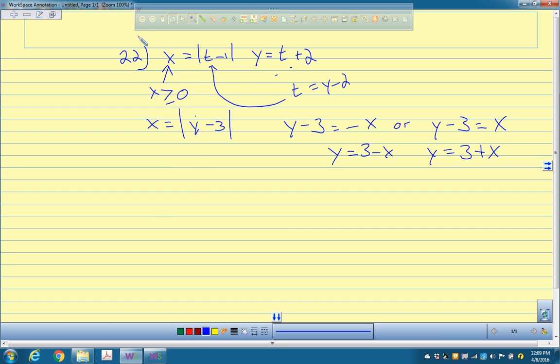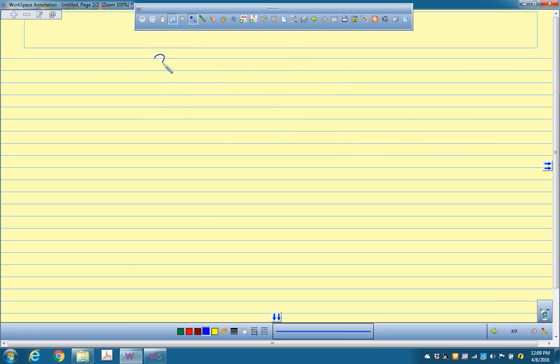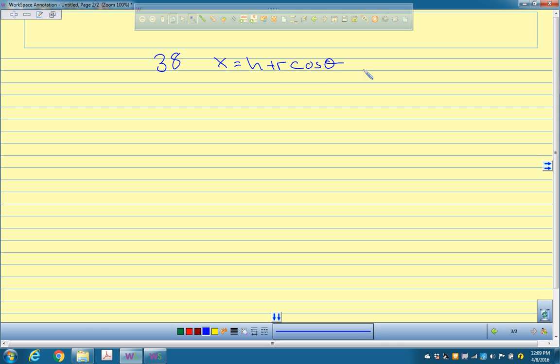Yeah. Okay. 38 is kind of weird because they give you something, and to know how to do this without some help would probably be hard. Because the first time I looked at this, it was like, what are they talking about? x equals h plus r cosine theta, and y equals k plus r sine theta. And this kind of looks like something that looks kind of familiar. So the trick here is x minus h equals r cosine.